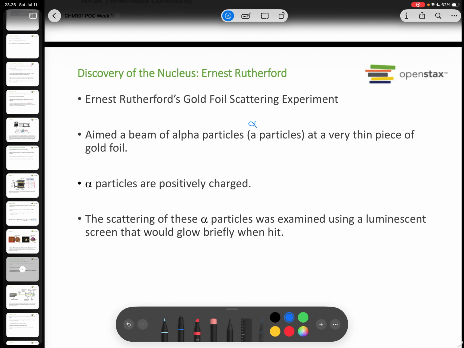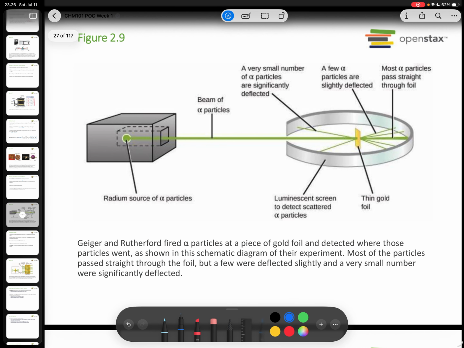So, around the foil was a screen that would briefly glow when hit by an alpha particle. So, the question was simple, no? What happens when positive alpha particles pass through atoms? Okay? So, ito yun.